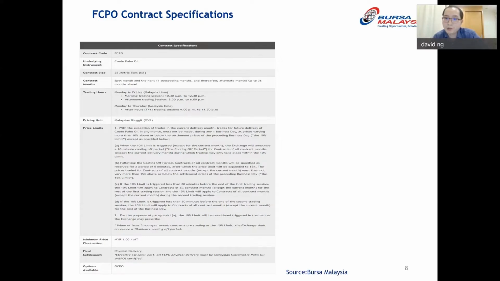Other than that, it's just important for you to take note that the minimum price fluctuation is 1 ringgit. So every movement is based on 1 ringgit movement, and every 1 ringgit movement is equal to 25 ringgit tick value. Settlement is always physical delivery. And the key thing is that there are also options available on the futures market, which we're going to cover later on. So do take note, the futures market also has an options derivative on it. Basically, you can also use the options market to gain exposure in the palm oil market.